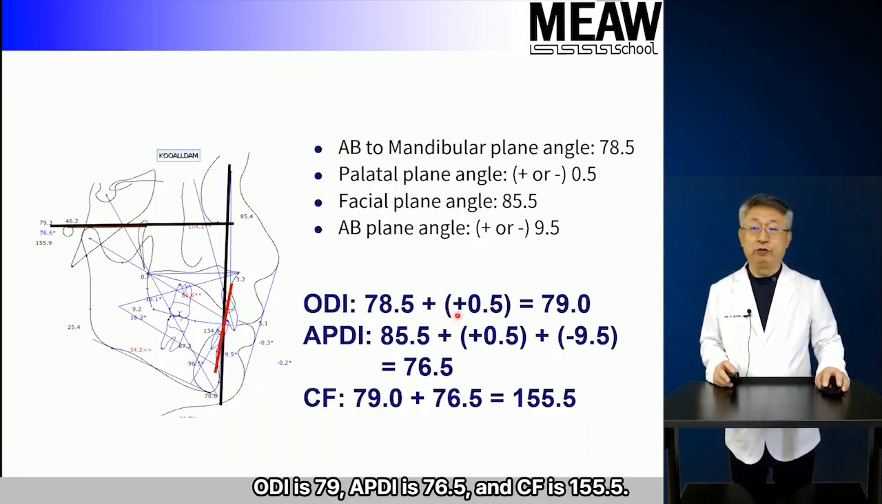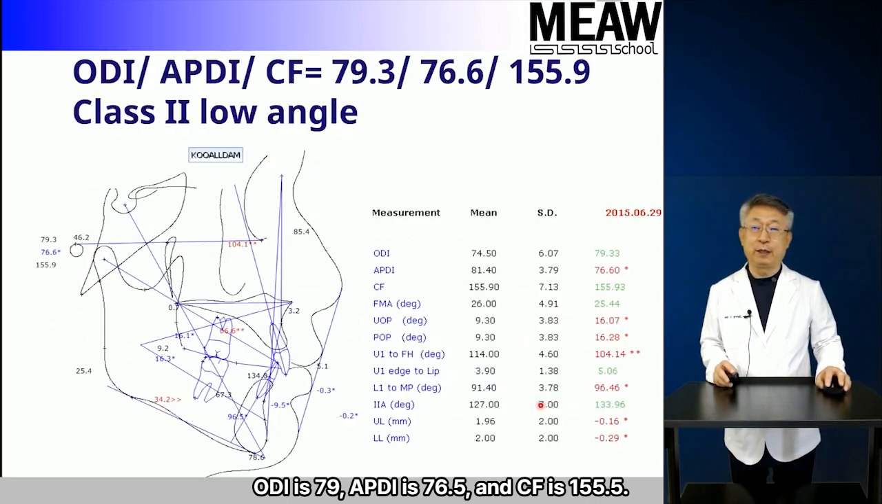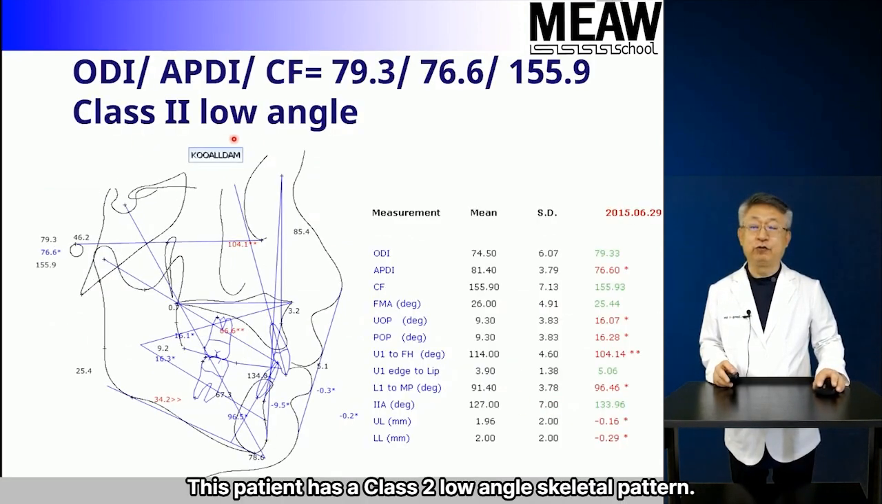ODI is 79, APDI is 76.5, and CF is 155.5. This patient has a class 2 low-angle skeletal pattern. With regard to the E-line, the profile is acceptable.